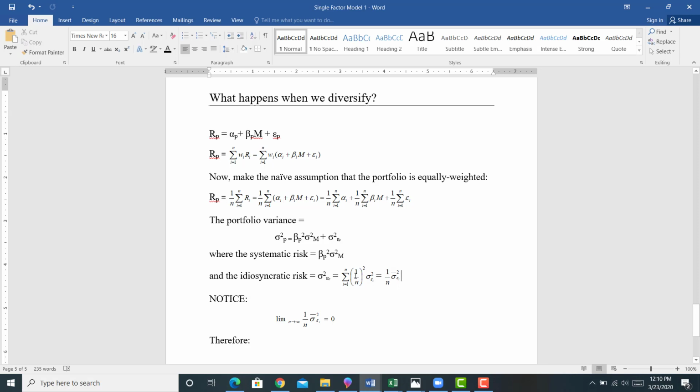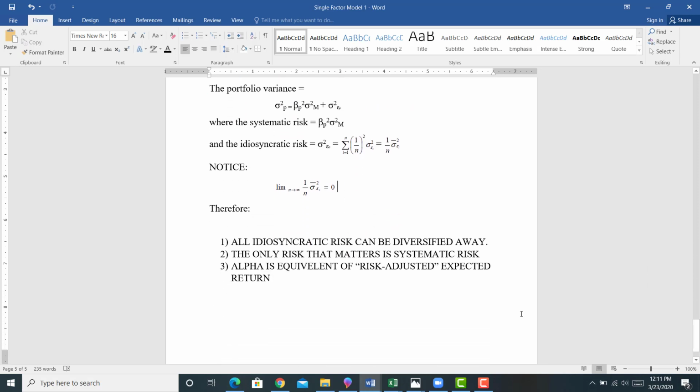Notice it can be shown that if I take the idiosyncratic risk and take the limit as n, the number of assets, goes to infinity, what's going to happen? What is the limit of this as n goes to infinity? As n gets larger, this thing's going to get smaller. And as n goes to infinity, in the limit, this thing is going to equal 0. This is proof that the idiosyncratic risk of a well-diversified portfolio can be diversified away.